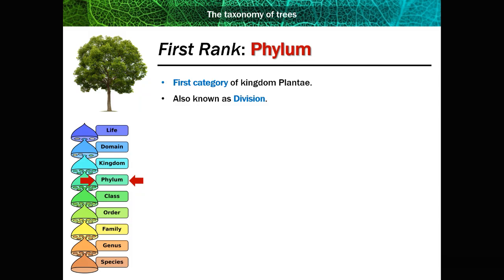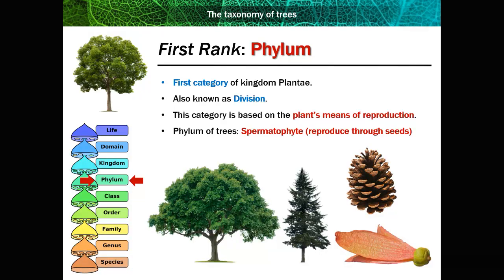So phylum is also known as division. This type of category is based on the plant's means of reproduction. The phylum of trees is spermatophyte, which means it reproduces through seeds.